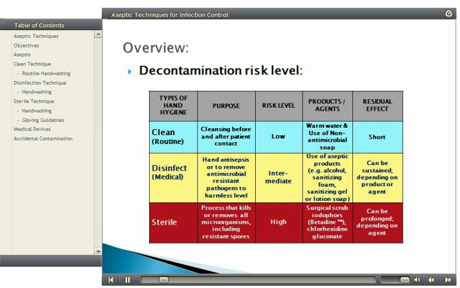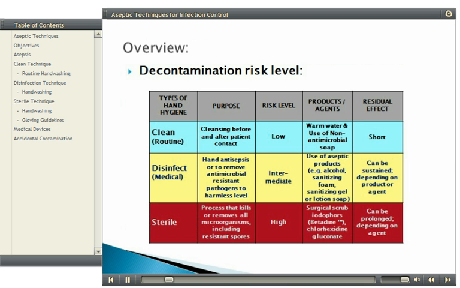Overview: decontamination risk level. Types of hand hygiene: clean, routine. Purpose: cleansing before and after patient contact. Risk level: low. Products, agents: warm water and use of non-antimicrobial soap. Residual effect: short. Types of hand hygiene: disinfect, medical.